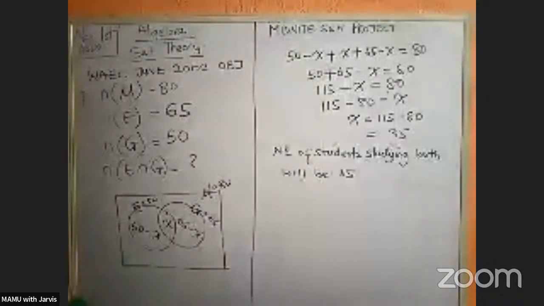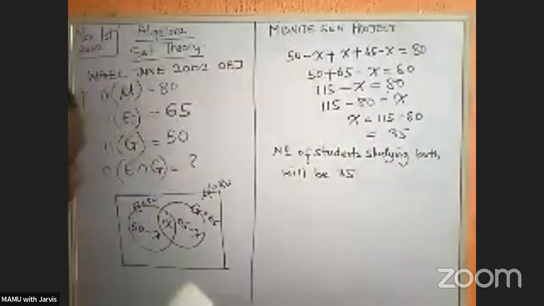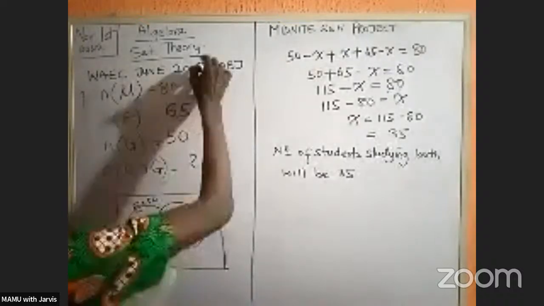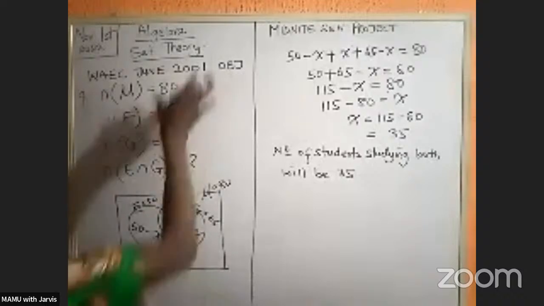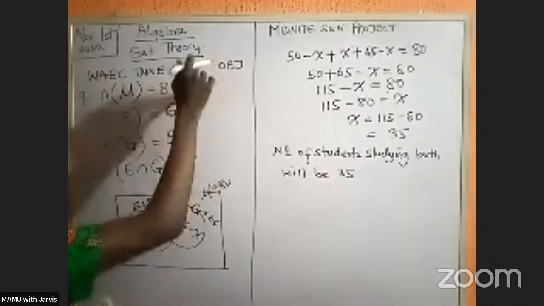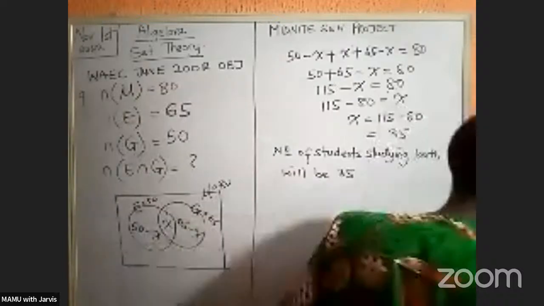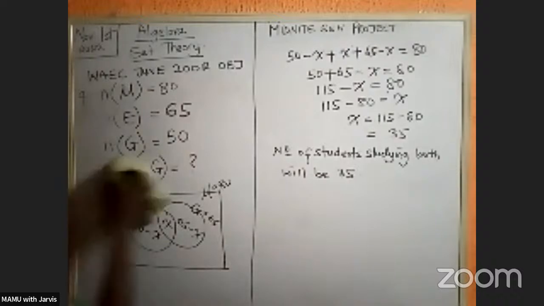And the next question is gotten from, which one is this? June. Oh, I mixed that up. 2001. So this is actually June 2001. Sorry for the mix up. So the next one we're going to do is June 2002. I will just quickly clean the board.